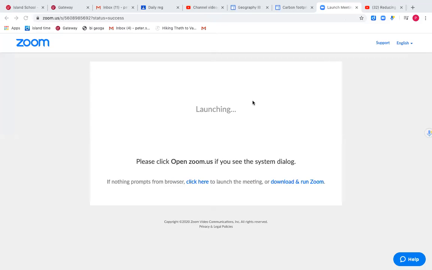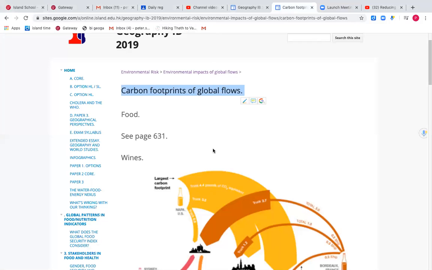You need to use this video in conjunction with the departmental website, and it would also be advantageous if you have a copy of the course companion in front of you. So in this video, we'll be looking at the concept of carbon footprints and global flows.